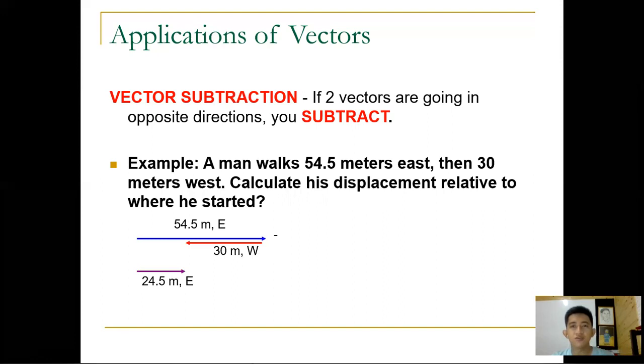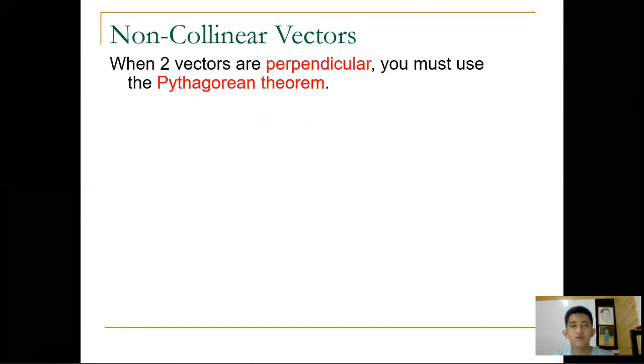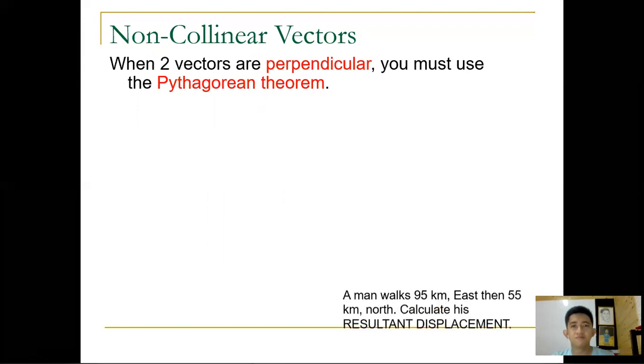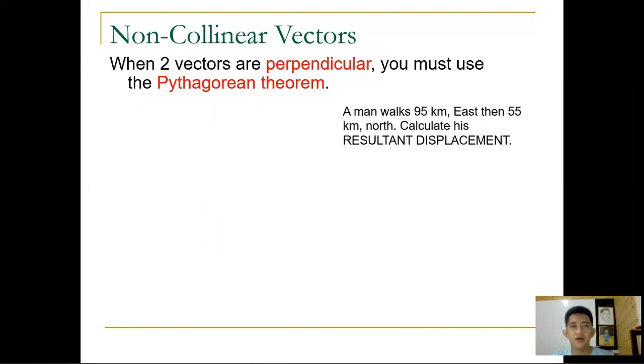When two vectors are perpendicular, we must use the Pythagorean theorem. For example, a man walks 95 kilometers east, then 55 kilometers north. Then we calculate the resultant displacement.